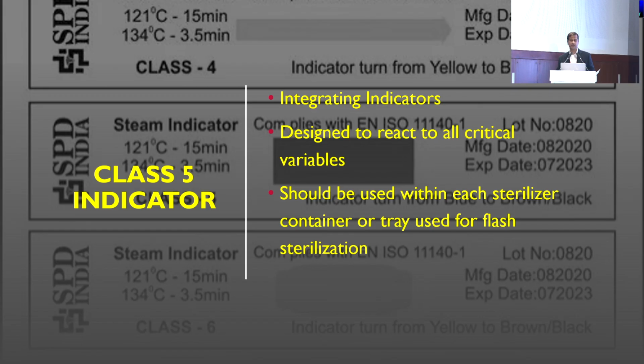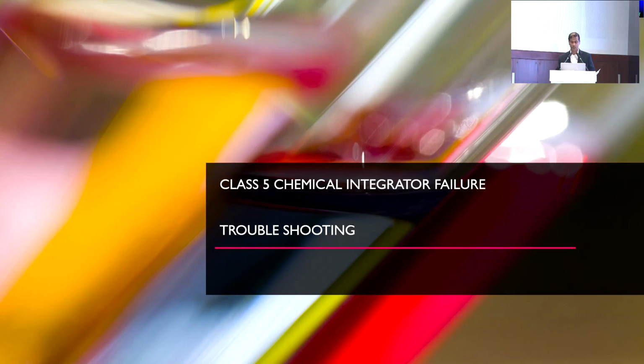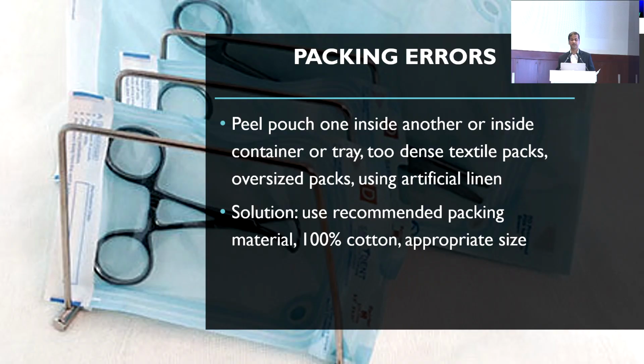Why is it called an integrator? Because it takes into consideration the time, the temperature, and the pressure. Only if all these 3 parameters have been attained in the autoclave, a class 5 integrator changes color. So what do we do when a class 5 integrator doesn't change color? There will be a packing error.